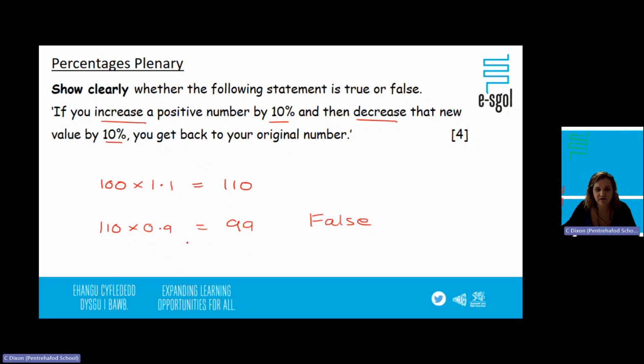Okay, now what I've written on the screen here was enough to get 4 marks. You don't have to have paragraphs or lots and lots of workings. You just need to clearly show what you mean by what you're trying to explain. Okay, so I got all 4 marks by just doing that example.